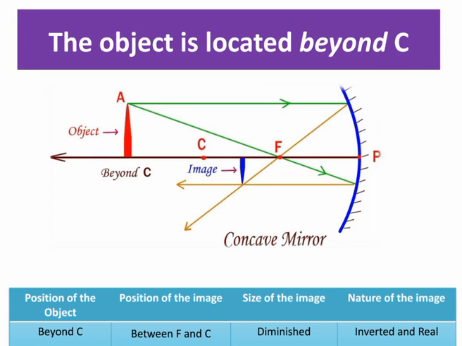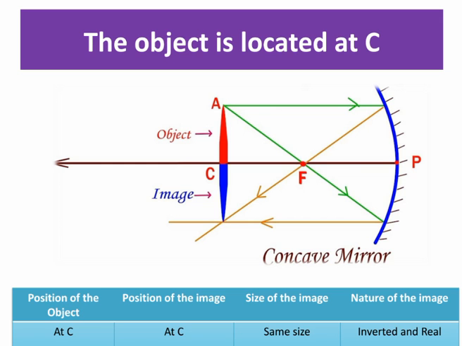Second, concave mirror. The object is located at C. When the object is located at the center of curvature, the image will also be located at the center of curvature. You can see the image in the diagram. In this case, the image will be inverted. A right side up object results in an upside down image.